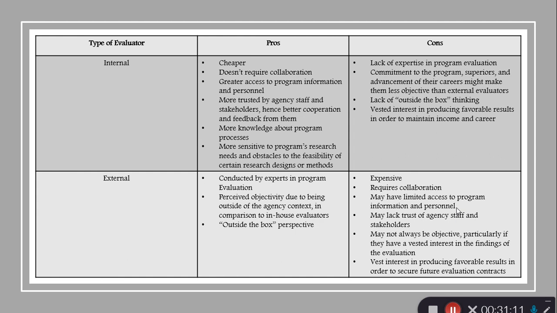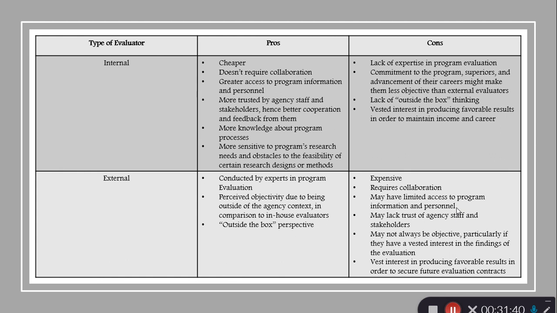On the other hand, in terms of cons, they tend to lack expertise in program evaluation. They may not necessarily have a very strong research base that's necessary for designing the most rigorous program evaluation possible. Also, they may lack out-of-the-box thinking just because they're on the inside. It's difficult to really think outside of the box when you're very immersed within an agency context.